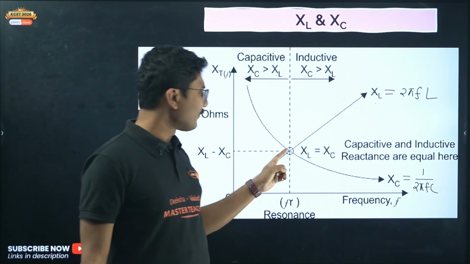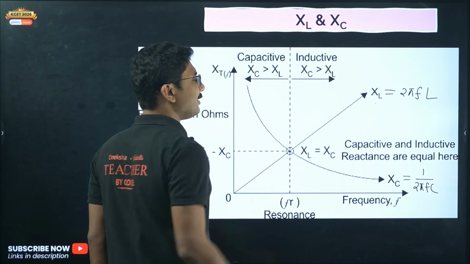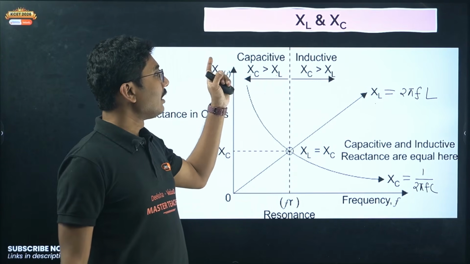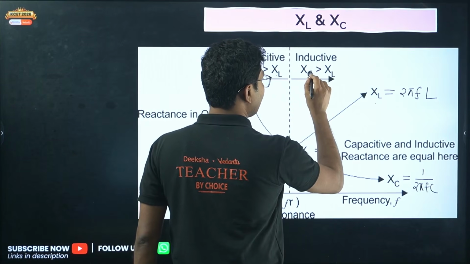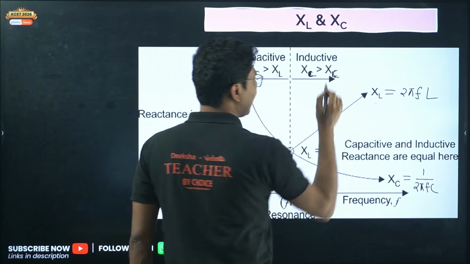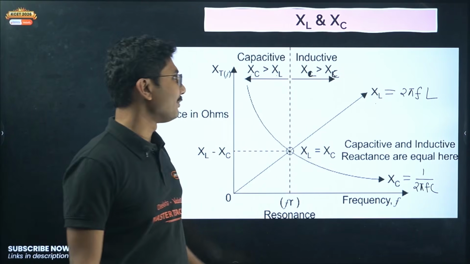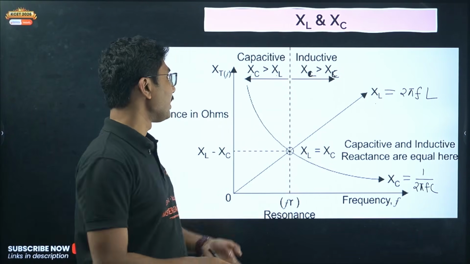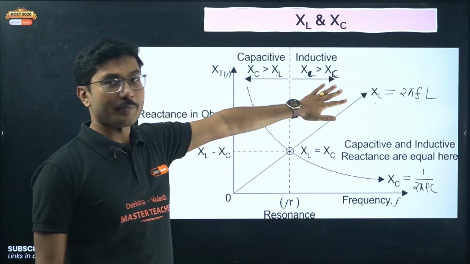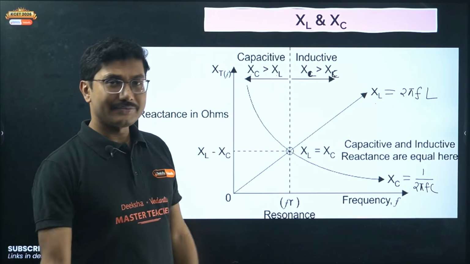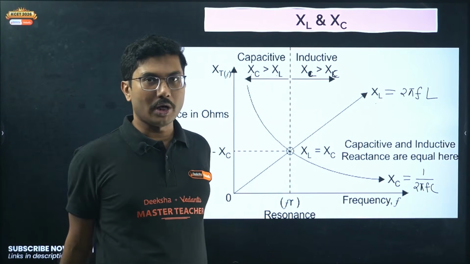After this point where both XL and XC are equal, XC dominates, I think there is a small mistake, XL is greater than XC. XL is greater than XC. So this region is called an inductive circuit because XL dominates over here. Here XC dominates, here XL dominates. If XL is dominating, we say this is an inductive circuit. If XC dominates, we say this is a capacitive circuit.